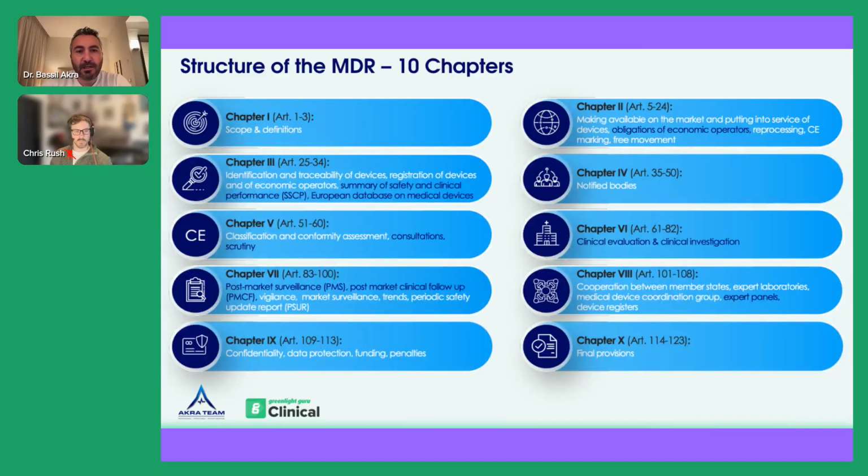So let me focus on the clinical requirements. The most important aspect that I was stating to everyone since the initial drafts of the MDR in 2012, when we had the initial draft in place and people started to discuss the MDR. At that time, I said to everyone, and still say to everyone today, please read it.